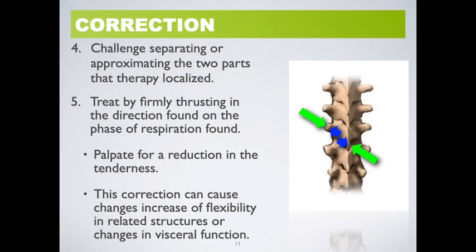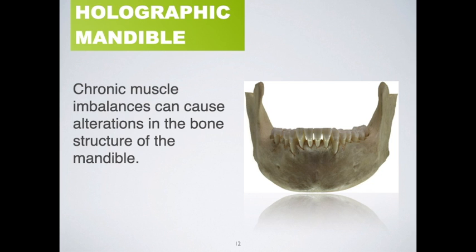Now I find it a lot in the metatarsals, especially the 5th metatarsal. I find it in the tibia. I have found it basically a lot in the hands. You'll find it in the metacarpals, in the clavicle, and of course in the jaw. It's called here a holographic mandible. So chronic muscle imbalances, the muscles we've just been talking about, pterygoids, internal, external, the masseter, temporalis, these very powerful muscles that exert pressure on the different parts of the jaw.